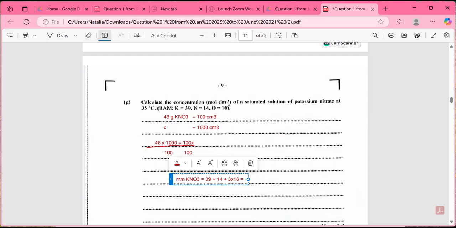39 plus 48 plus 14 is 101 gram per mole. So number of moles is equal to mass divided by molar mass. So number of moles is equal to 480 divided by 101. So I'm going to get 4 point something moles.